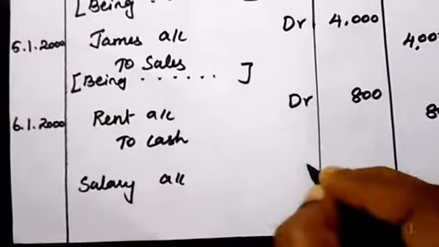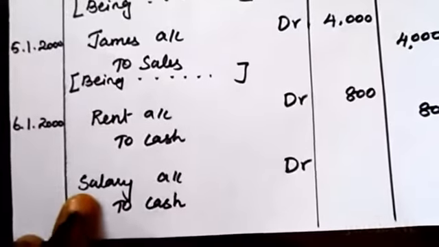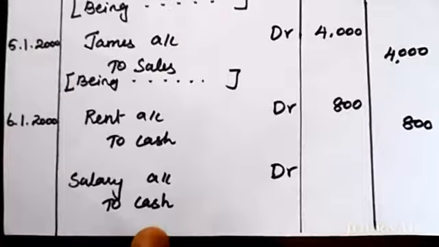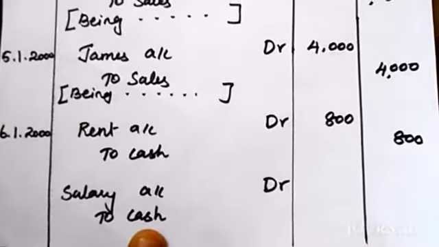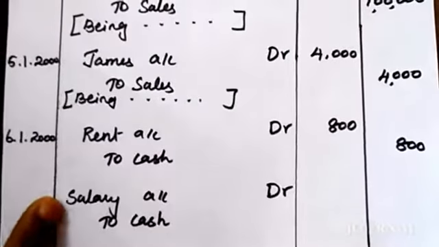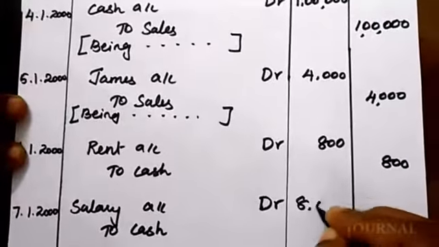Salary account debtor to cash. So when you pay salary to your employee, what goes out? Cash goes out. So cash is a real account. What is the rule for cash real account? Debit what comes in, credit what goes out. When you pay salary, cash goes out. So credit cash. 8,000 rupees.